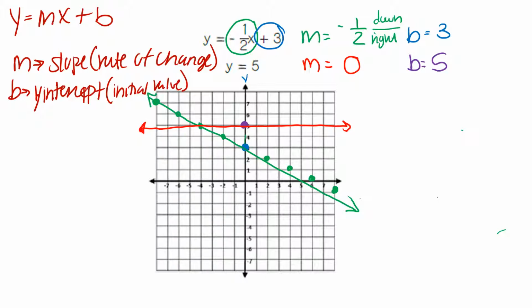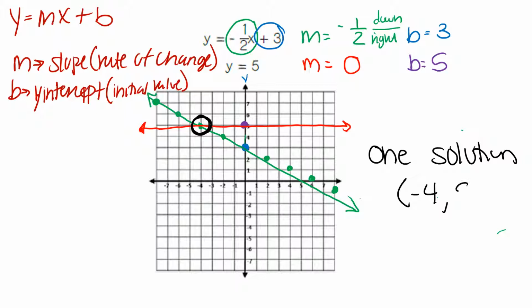straight across. I can see that these two lines intersect. They intersect at this point here, meaning we have a one solution answer, and our answer is going to be -4 and 5.